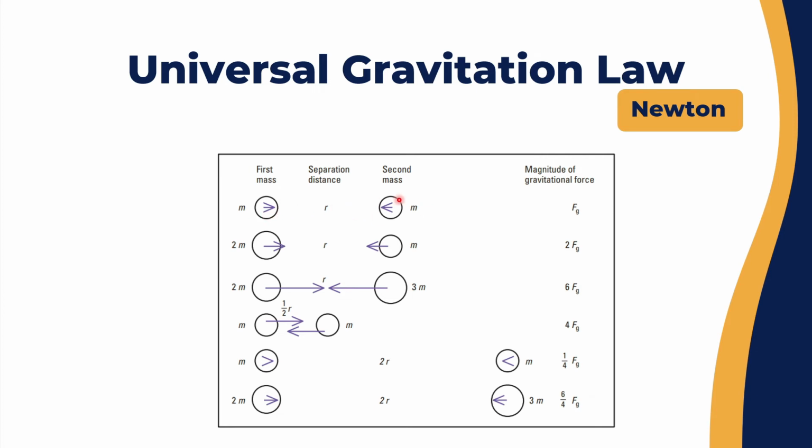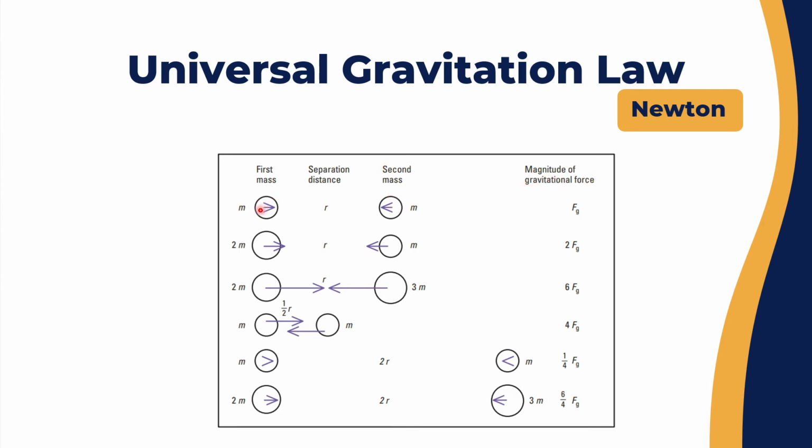Here we have masses of objects away from each other with a certain distance. You have first mass m, you have distance of separation r, you have another mass, 2m here and r, and m here, 2m here and 3m here with r, you have half a radius here, m on the left and m on the right. You get the idea. So there are many variations of mass versus distance. How does that affect the magnitude of gravitational force?